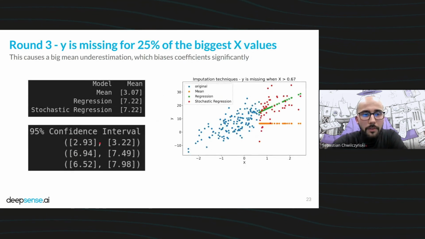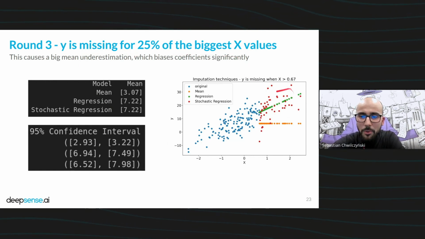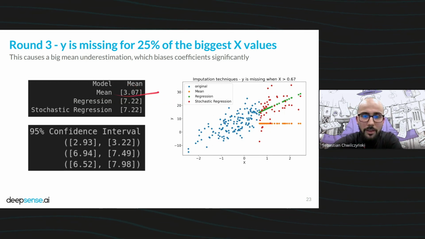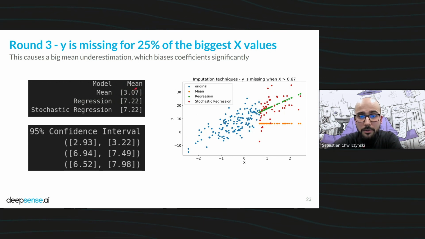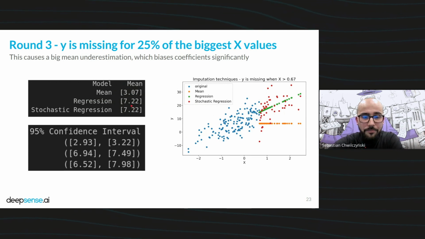And round 3, Y is missing just for 25% of the biggest X values. So this is the worst case for mean imputation. So not X is missing, but Y is missing, and we try to impute Y. So we can see that for mean imputation, basically it just predicted the mean of those blue points. So it is much lower because we removed the biggest Y, and our final slope coefficient for this factor is just 3, which is in fact much bigger. And those methods predicted quite well.